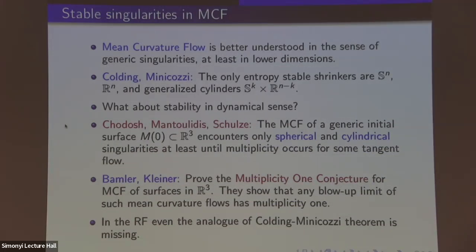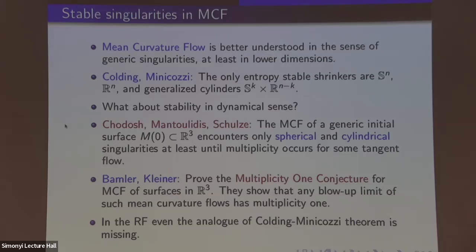We have even more results in the mean curvature flow. For example, Colding and Minicozzi, more than 10 years ago now, introduced this notion of entropy, which is very much related to Huisken's integral, the integral that Huisken introduced in the mean curvature flow. And they showed that all entropy stable shrinkers are the round spheres, R^n, which is Euclidean space, or the generalized cylinders, S^k cross R^(n-k). So they can sort of classify all of them.